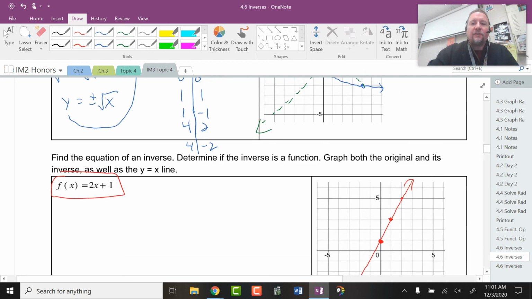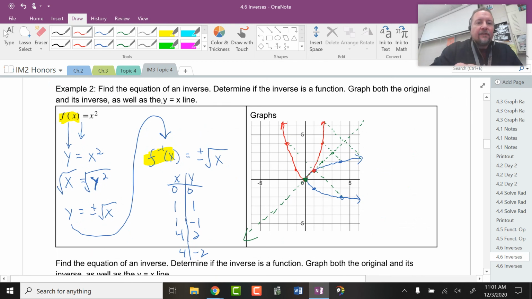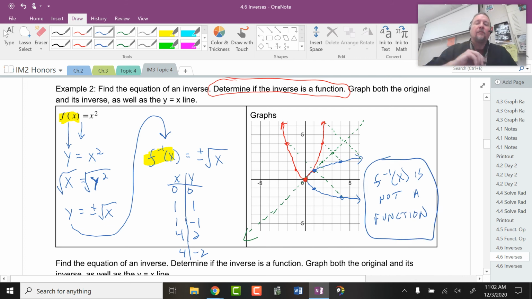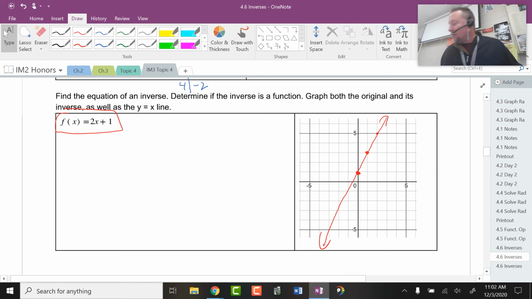Sorry, stop. Let's switch gears. I didn't answer this question. Graph both the original and its inverse as well. Determine if the inverse is a function. I did not do that. The inverse of f of x is not, we already did say that, a function. What I was trying to get into is a test for that, so I forgot to write that down. We're going to ask the same questions. Good, Patrick, you're done. Just worried about people understanding how to graph lines. John or Jack, sorry, you're up next.